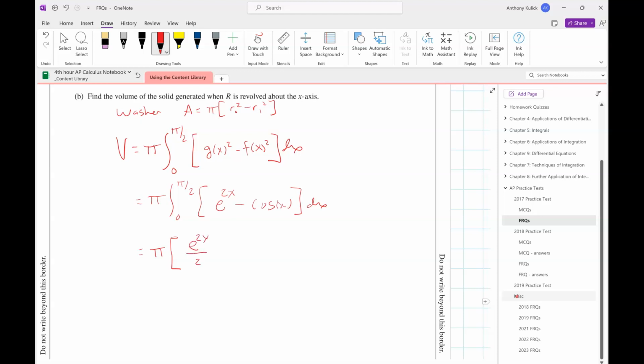Yeah, I'm just going to write it that way. e to the 2x over 2, or 1/2 e to the 2x. Correct. And the antiderivative of cosine x is? It's just sine x. Because remember, the derivative of sine is cosine. So we're just undoing it. And we're going from 0 to pi over 2.